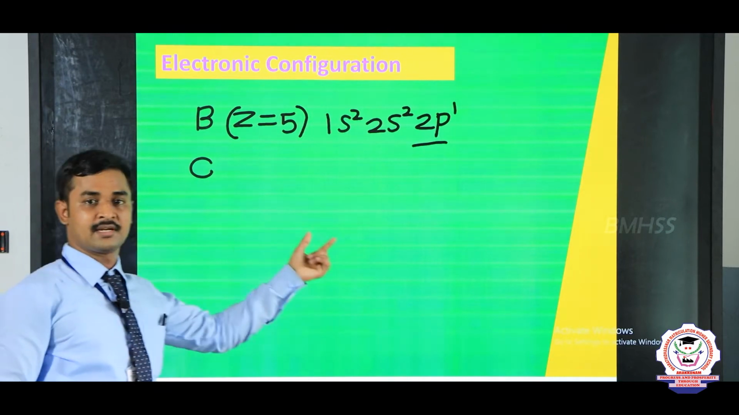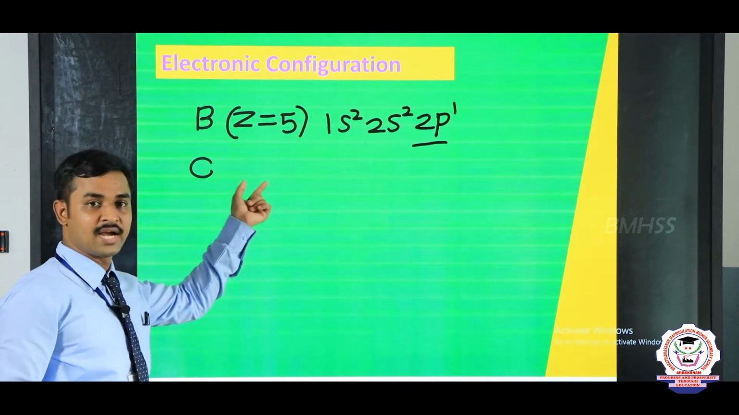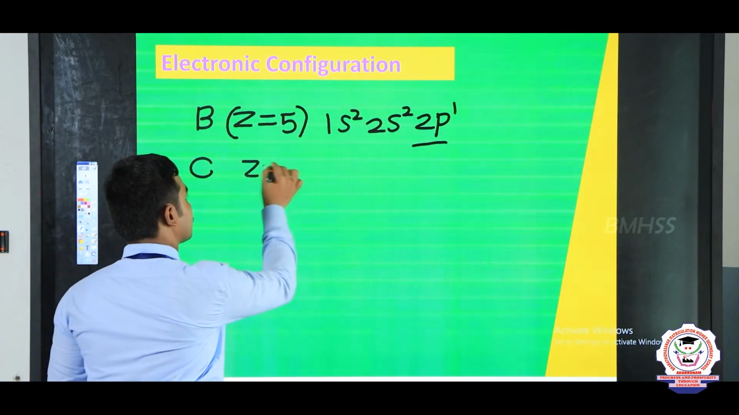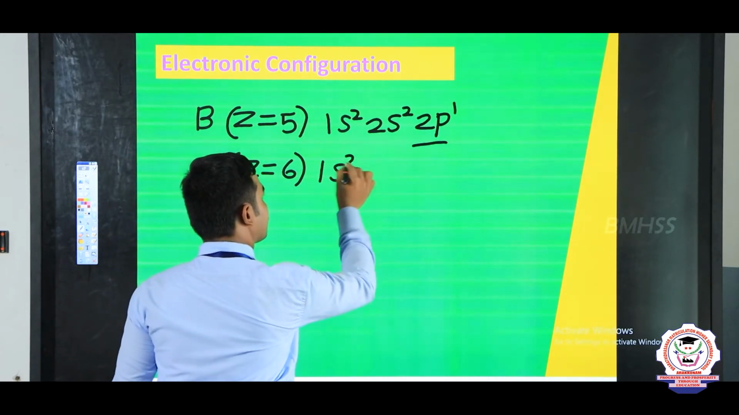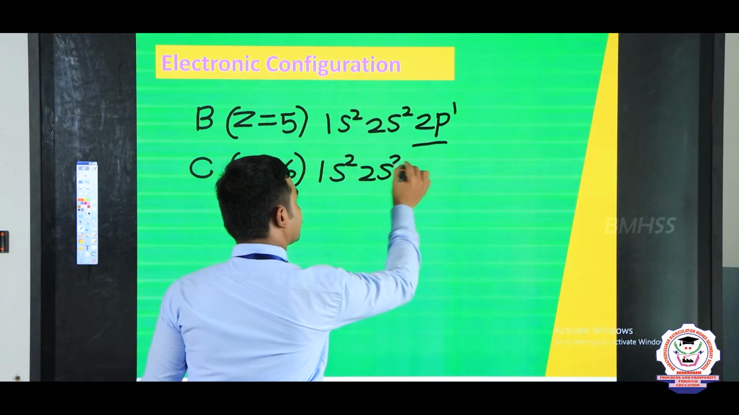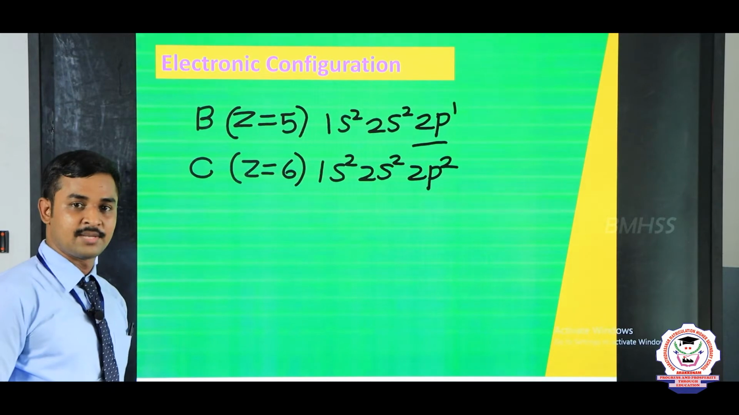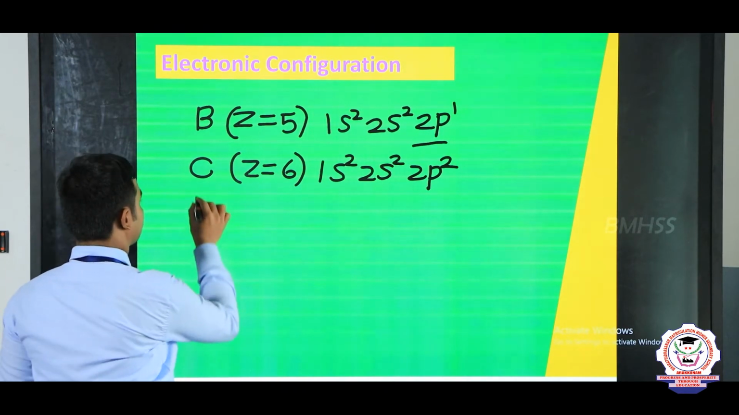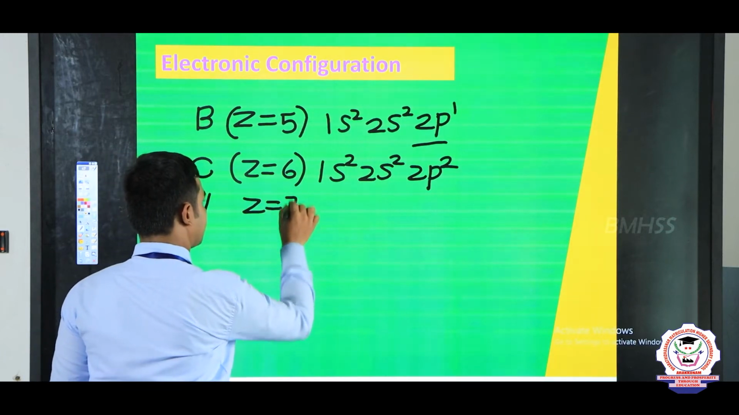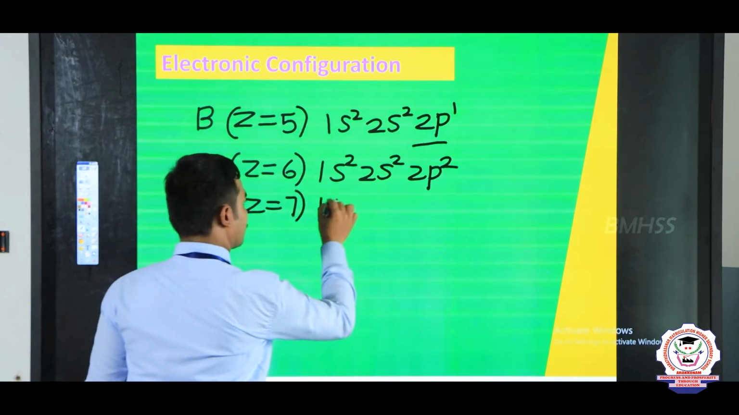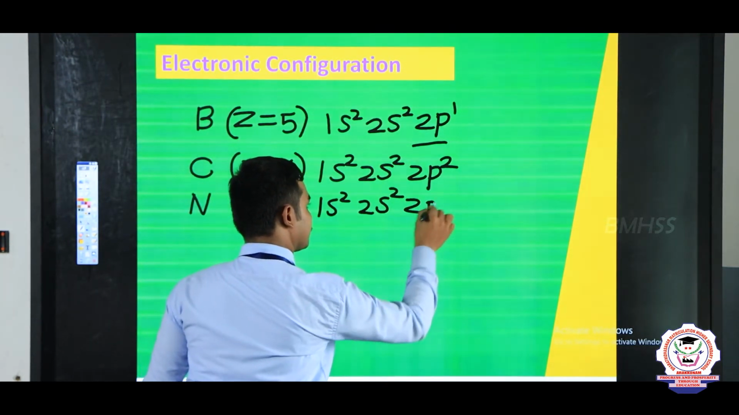So, in the period, the next element after boron is carbon. Its atomic number is 6, after 5. So, its electronic configuration is written as 1s2, 2s2, 2p2. And what is the next element? Good. After carbon, the next element is nitrogen. Nitrogen has atomic number 7, so its configuration is 1s2, 2s2, 2p3.